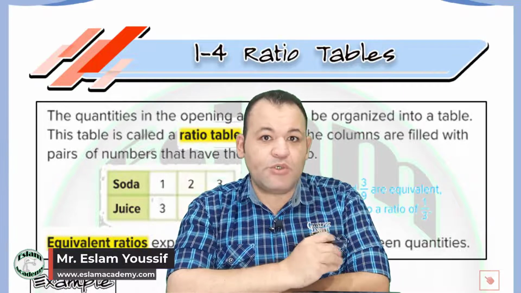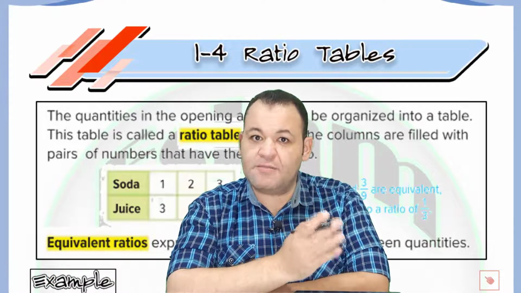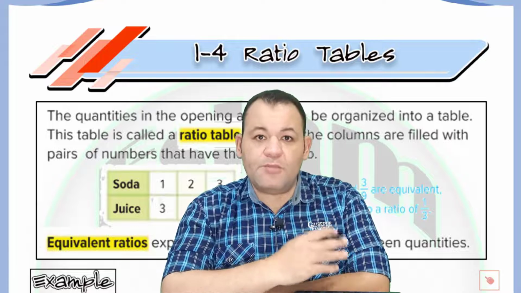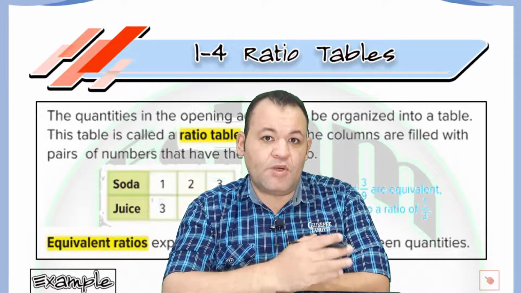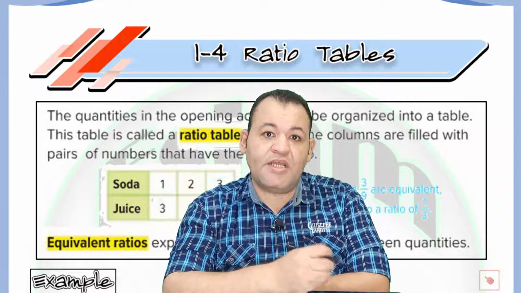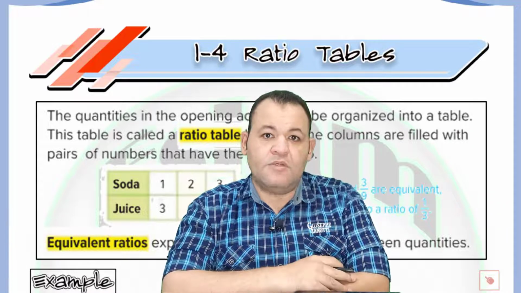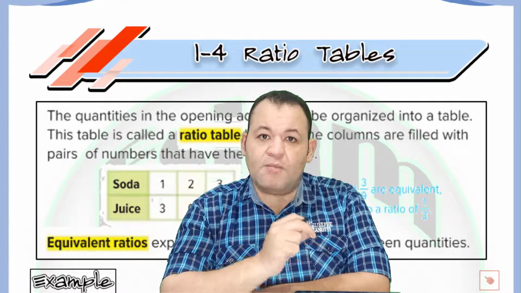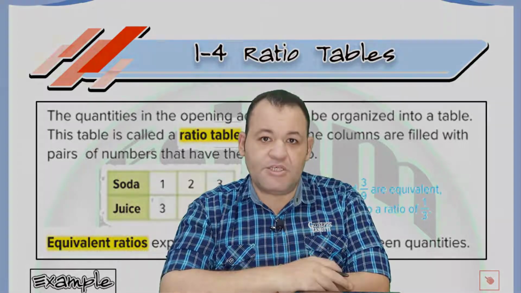As we said before, ratio is comparing two quantities that have the same type and the same unit. If we can represent the relation between pairs of equal numbers in a table, then we can say that this table is called the ratio table. And in this video, we'll learn how to find the missing term of the ratio by using the ratio table.